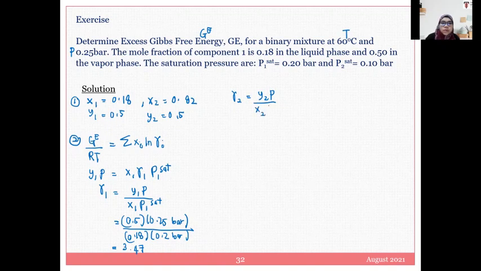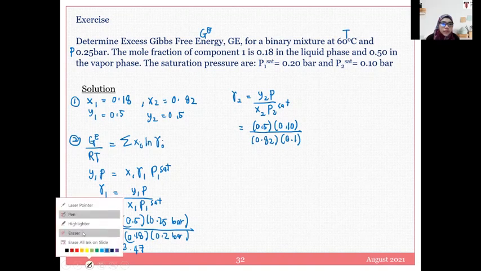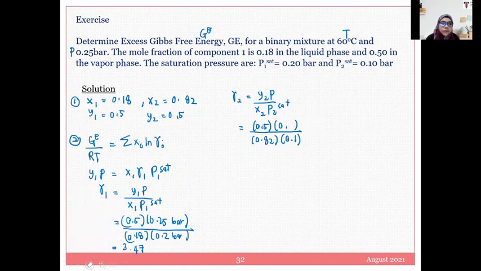Y2 P over x2 P2 saturation: 0.5, 0.25, over 0.82 and 0.1. Let me check, this is supposed to be 0.25. And then the answer is 1.52.